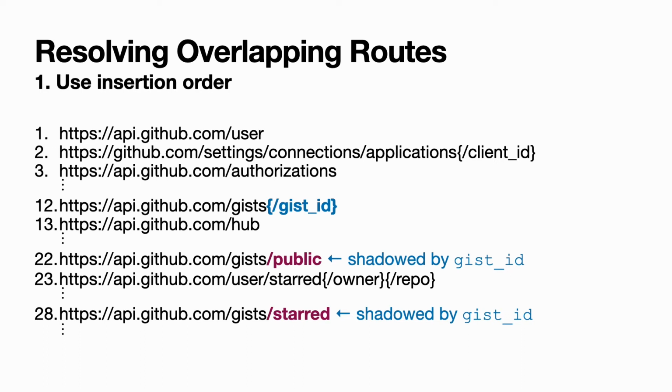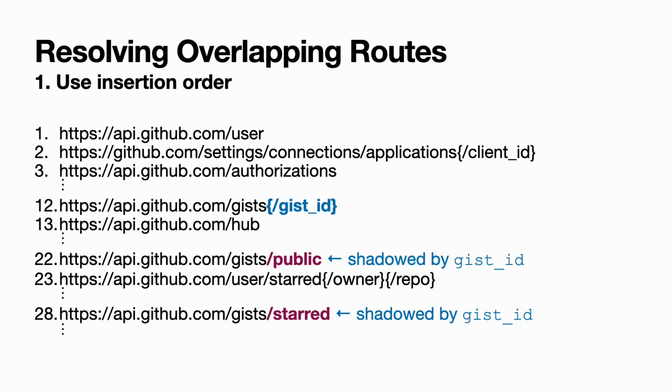The first technique is we can simply prefer routes that were inserted first or last. In this example, if we prefer routes that were inserted first, the gist ID route will inadvertently shadow the routes that come after it for public and starred gists. This can cause some amount of confusion. And is there any reason that the insertion order should really be relevant? It seems to me that a route should just work regardless of when it was inserted into the routing table.